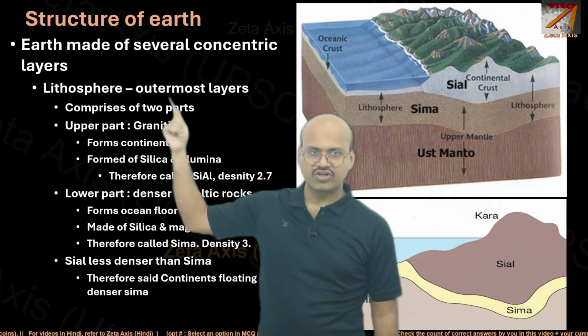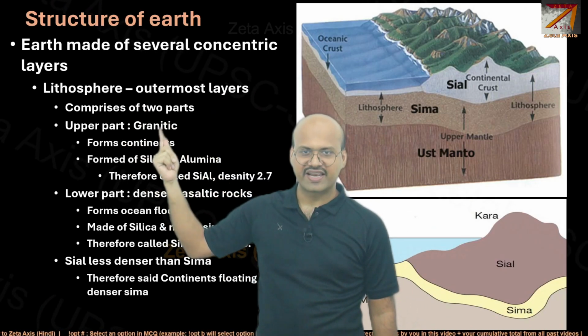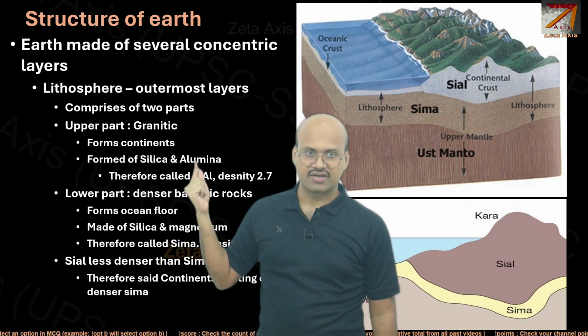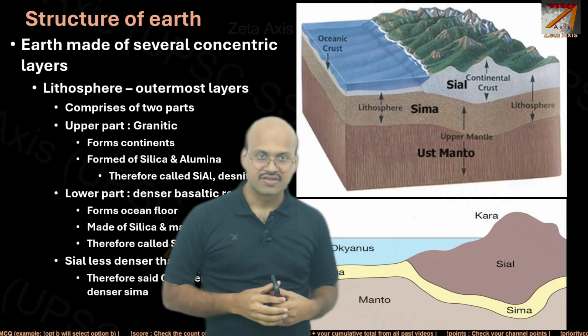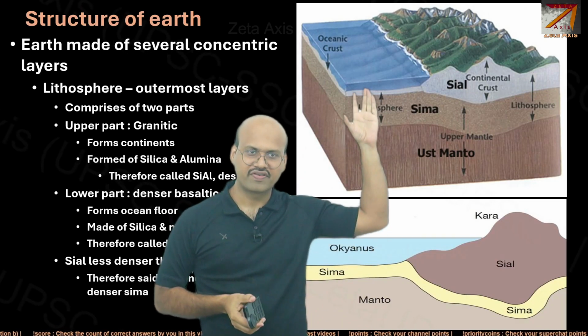Lithosphere is the outermost layer. It comprises two parts. The upper part is granitic. It forms continents, formed of silica and alumina. So granite is one of the examples. It could also be basaltic. So here we see an example of our lithosphere.